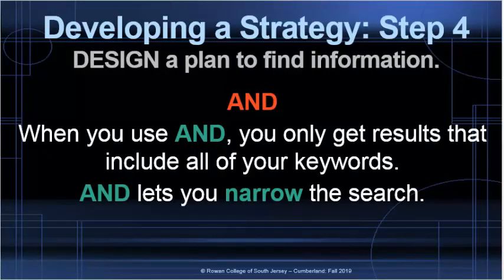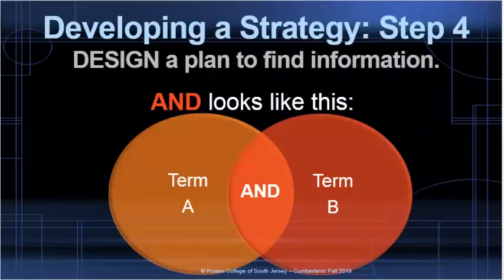When you use AND, you're going to get results that include all of your keywords. This is a good way to narrow your search or to get less results. If we use bullying and mental illness, the results that we're going to get are those intersecting ones in the middle. So all of our results will have both bullying and mental illness.